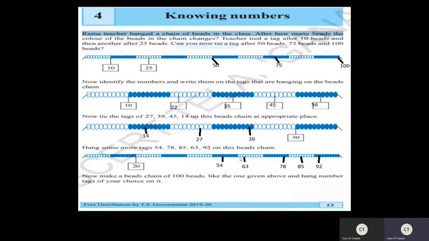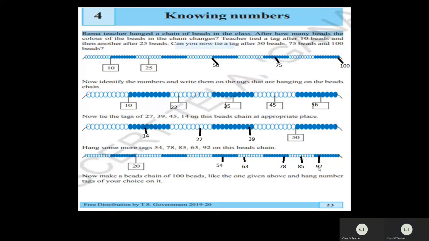Then blue completed 60. 60 plus 3 is 63. I have tagged it here. Then after 60, white completed 70. 70 plus 8 is 78. I have tagged 78 here. 78, 79, 80. So 80 plus 5 is 85, our question. After 80, I have counted and added 5 more beads. There I have tagged this as 85. Then 90 beads completed. 90 plus 2 is 92. So after 90 beads, count 2 more beads and tag 92 there.